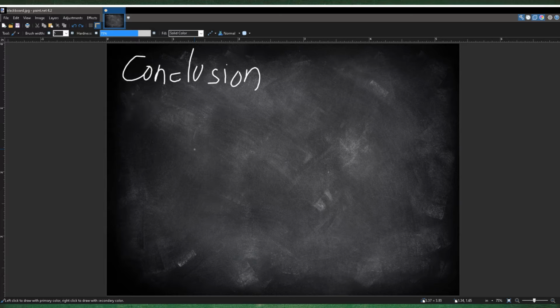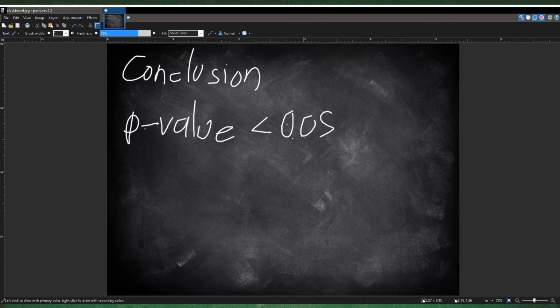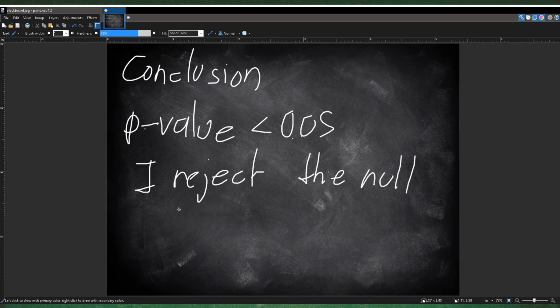When you write the conclusion, if your p-value is less than 0.05, you're going to say I reject the null hypothesis. Because you're saying, since the p-value, let's say it's 0.02, is less than 0.05, it's so unusual that you have to reject the null hypothesis.